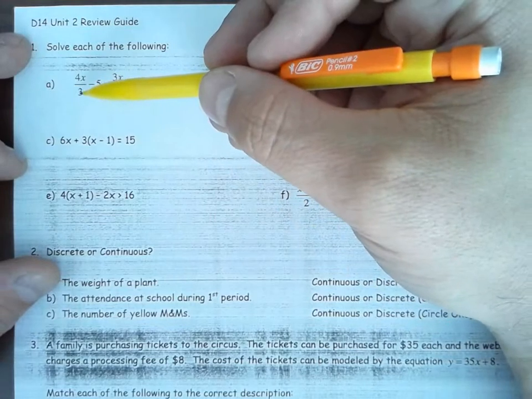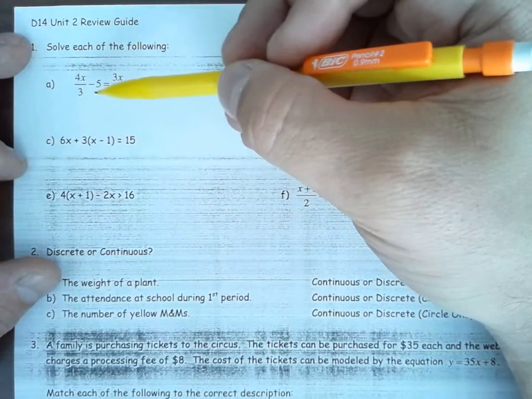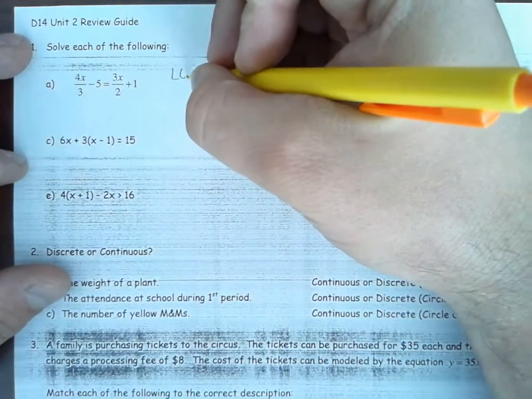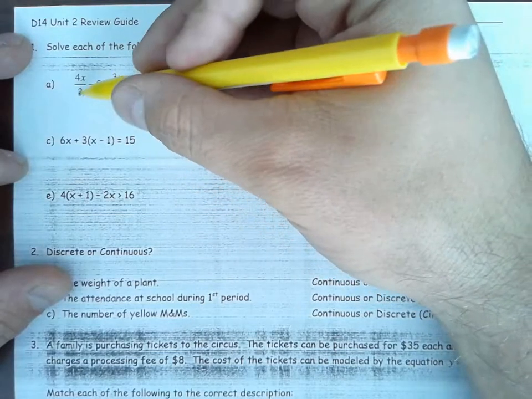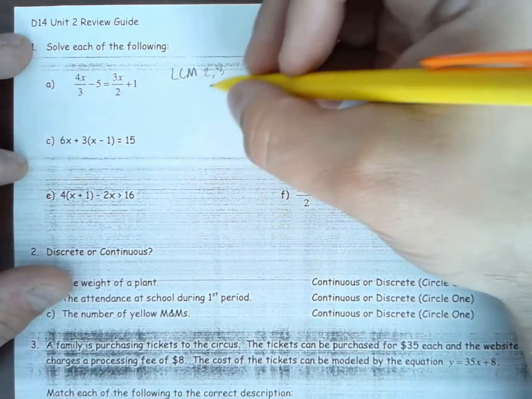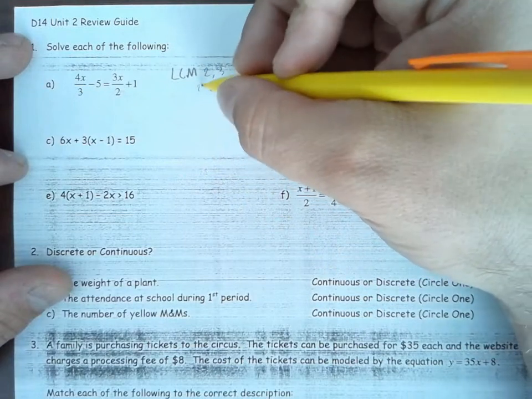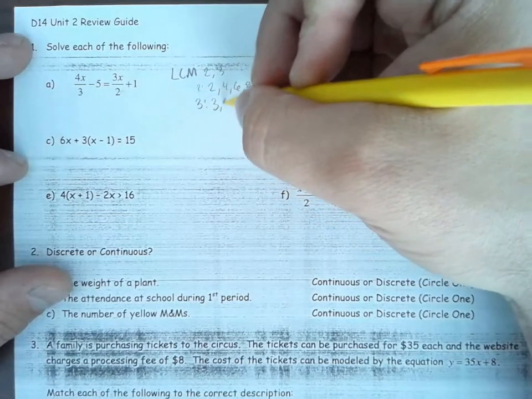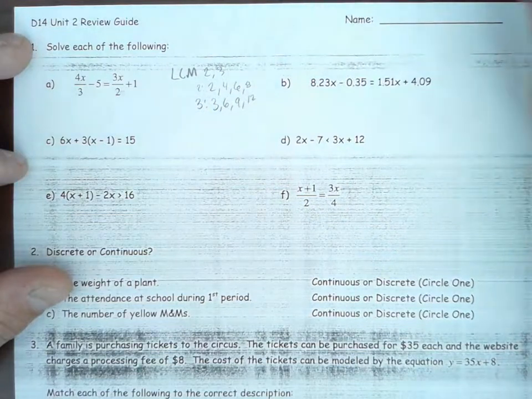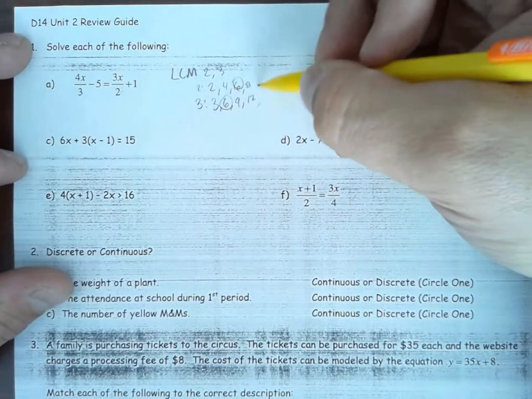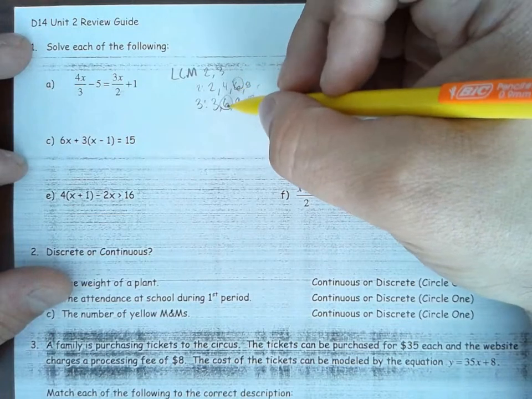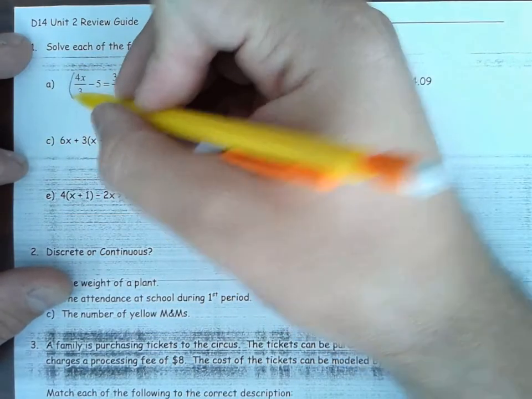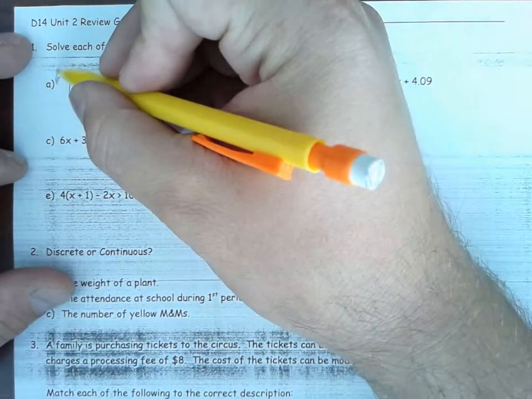One thing you need to be able to do is clear fractions. So we need to get rid of this third and this half. The way we do that is we can find the least common multiple of those two denominators, 2 and 3. The multiples of 2 would be 2, 4, 6, and 8. 3 would be 3, 6, 9, 12. If you look, those keep going, but you can see 6 is the least common multiple. So one way we can get rid of these is just multiply everything by 6.